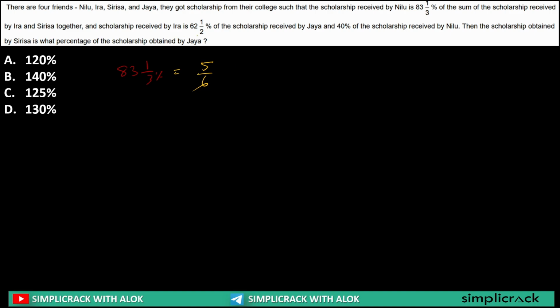And scholarship received by Ira is 62.5% of reserve. 62 1 by 2% is equal to 1 by 8. Sorry, 5 by 8. My apologies.